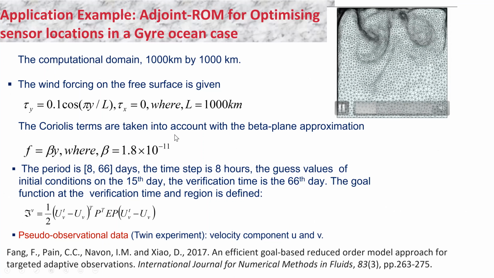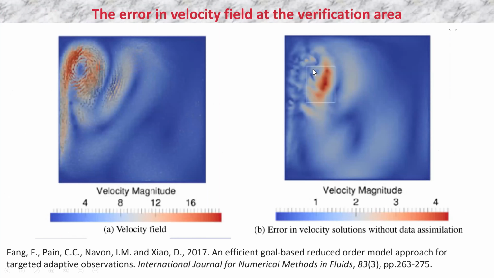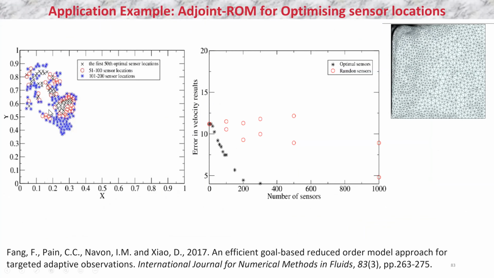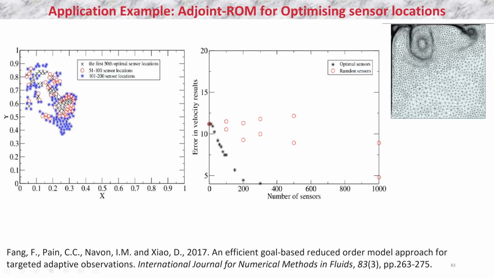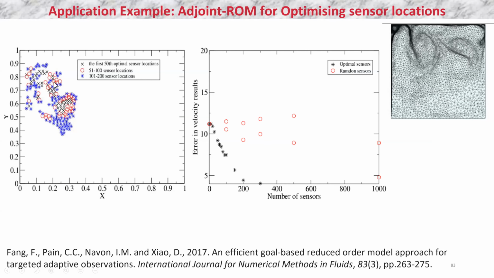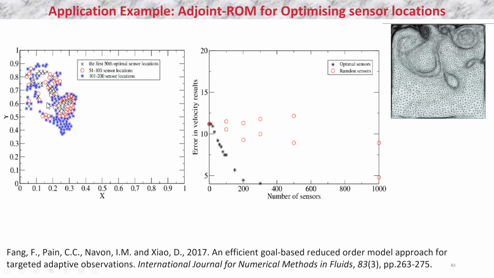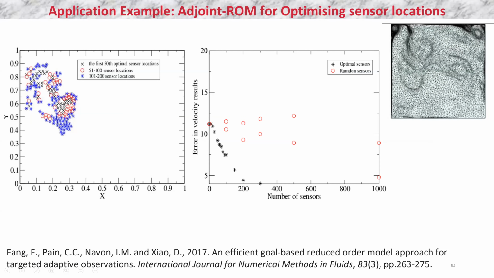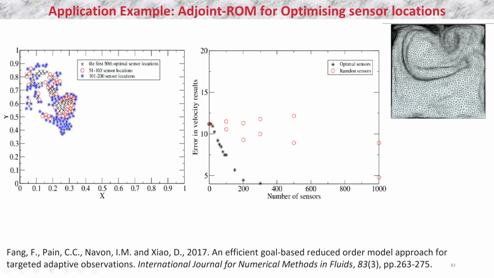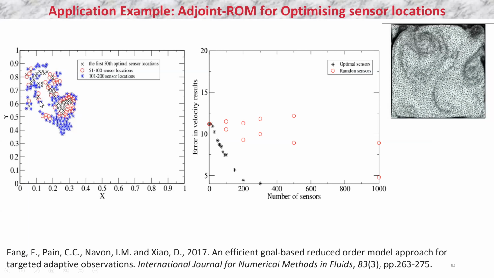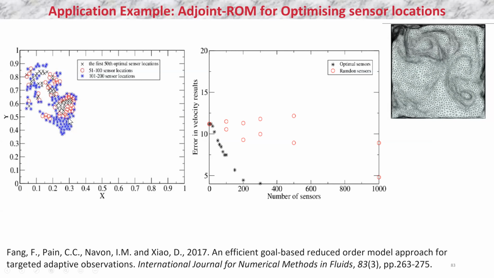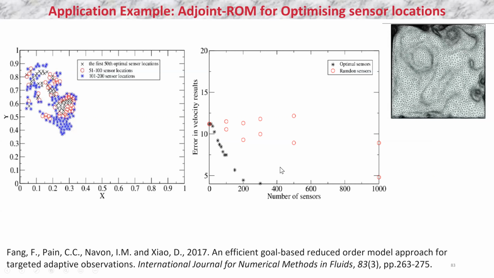And in this case, we can see at this area, we have a big error. So now we want to introduce our adjoint sensitivity method to find where to collect the data. And here are the results. So these are the important locations where you should collect the data. And so we collect this data from these optimal locations, and we assimilate this data into your model. And you can see here, just to demonstrate how good it is.